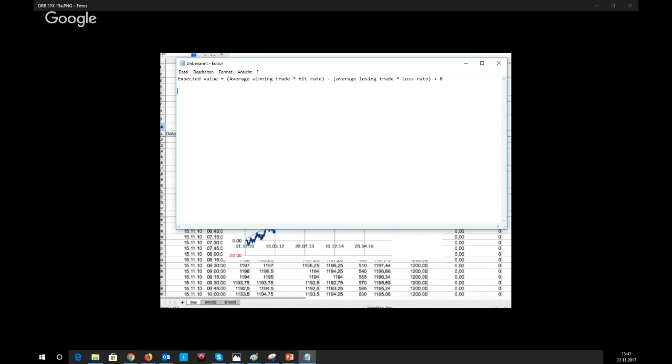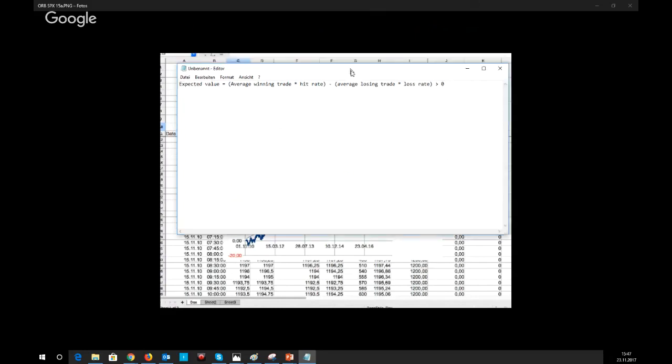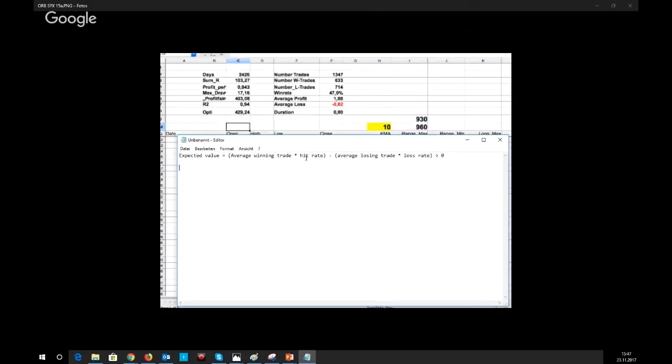So now you have components showing you that, for example, the hit rate here is 47%, meaning the opposite, 53%, is the loss rate. You know that the average winning trade is, for example, 1.3, while the average losing trade is 1. Based on these components, you can calculate what to expect on average in terms of a winner and what you can expect in terms of a loser.